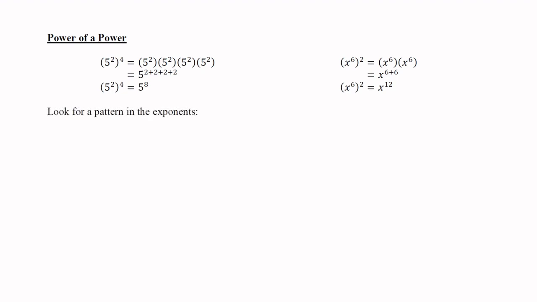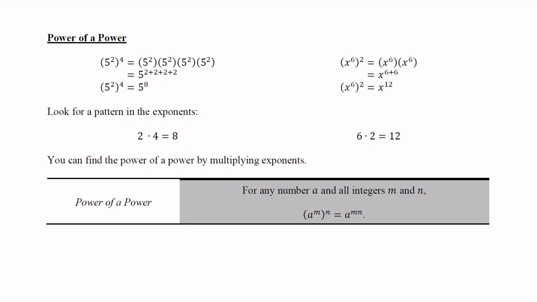Well, looking at these two examples, let's see if we can find a pattern. Looking at the exponents once again, we have 2 blank 4 equals 8. Well, 2 plus 4 is not 8. 2 minus 4 is not 8. But 2 times 4 is 8. And let's see if it works for the second one. 6 times 2 is 12. So you can find the power of a power by multiplying the exponents. And that is the power of a power rule.